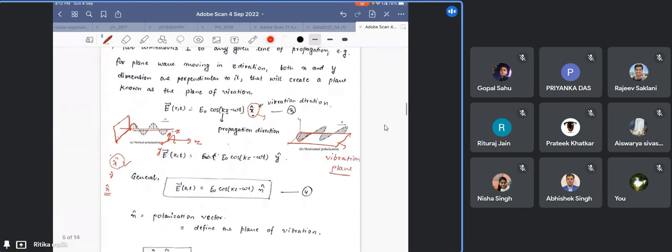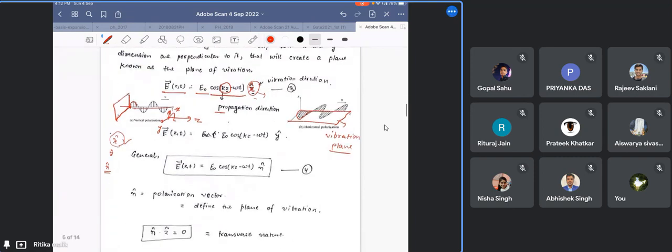So our electric field has a component, E naught is the amplitude, cos(kz minus omega t). This will tell you the propagation direction, and the direction S cap will tell you the polarization direction. So whenever you see the electric field written in this form, you can analyze what the propagation direction is, what the polarization direction is, and what the amplitude of the wave is.